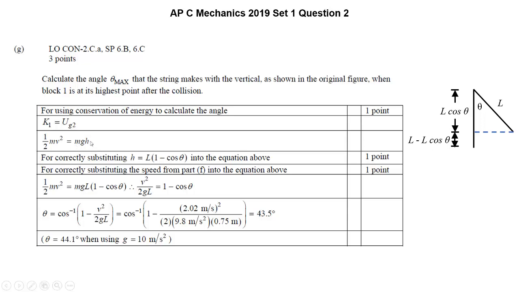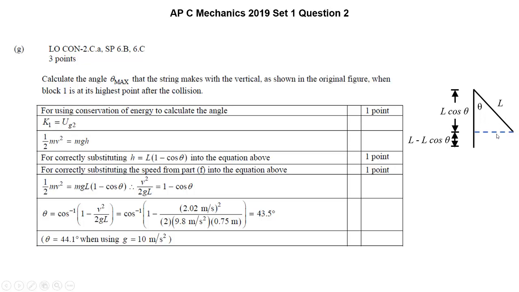Now, here's where you got to be a little careful. What is h? H is the height that it moves through as it swings. So over here I've drawn a little diagram to help us see. All right, so here is L. This has a length of L. This is where the block starts. And here is L at theta max. So these are both L's.